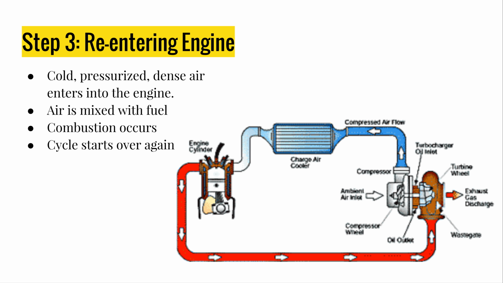As the compressor wheel spins, it sucks in ambient air and compresses it. That compressed ambient air leaves the turbo, travels through the intercooler, and as it travels through the intercooler, it is significantly cooled. The temperature goes down. And after it leaves the intercooler, it re-enters the engine where combustion happens and the cycle starts all over again.